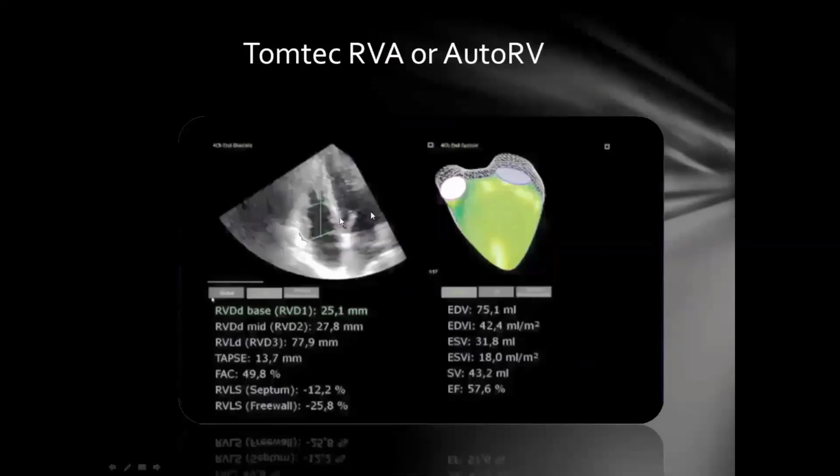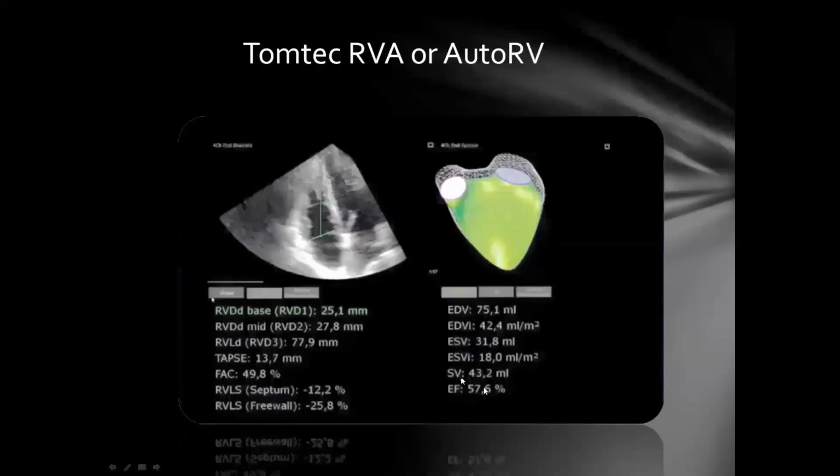Basically now if you run this program on the cart, it will basically do everything for you, and it does an amazing job with a good data set. You get the size, you get a TAPSE, you get the fractional area change, you get the longitudinal free wall and septal strain. And here's your volumes, volume index, stroke volume, EF. I don't know how you can do any better than that.